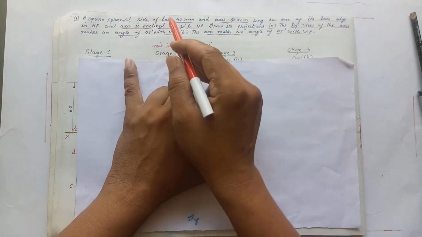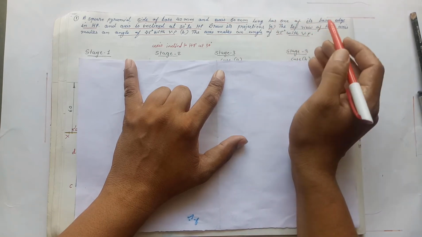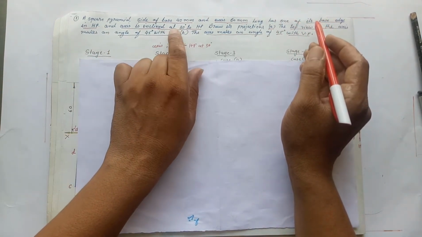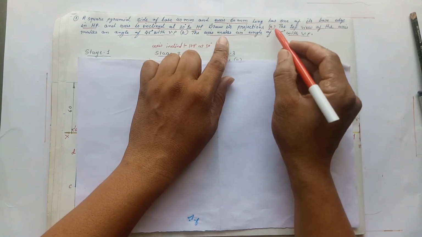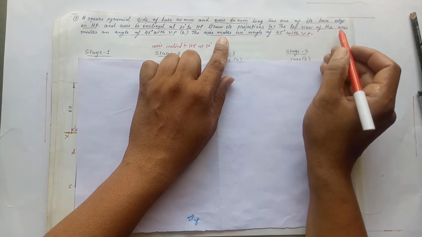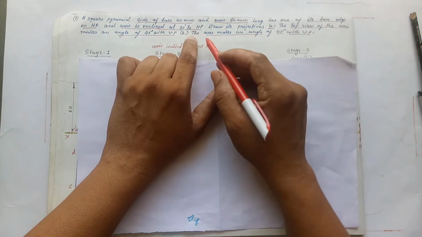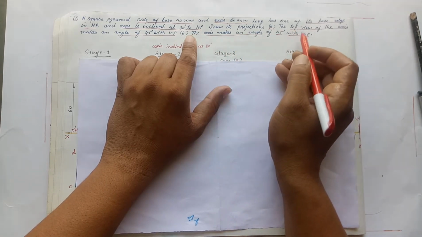A square pyramid, side of base 40 mm and axis 60 mm long, has one of its base edges in HP and the axis inclined at 30 degrees to HP. Draw its projection when, first case, the top view of the axis makes an angle of 45 degrees with VP. Second, the axis makes an angle of 45 degrees to VP.